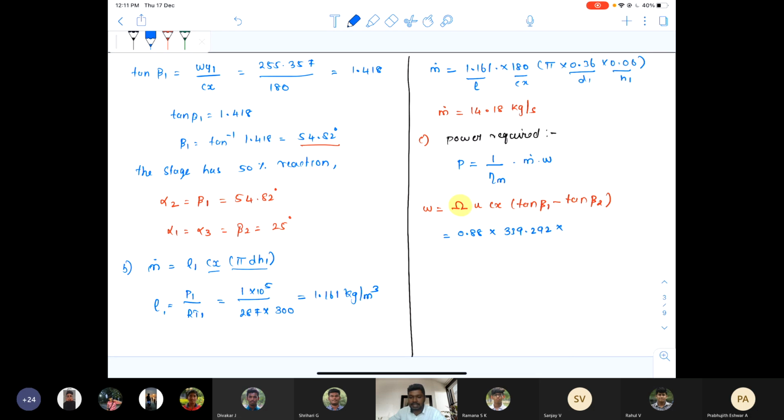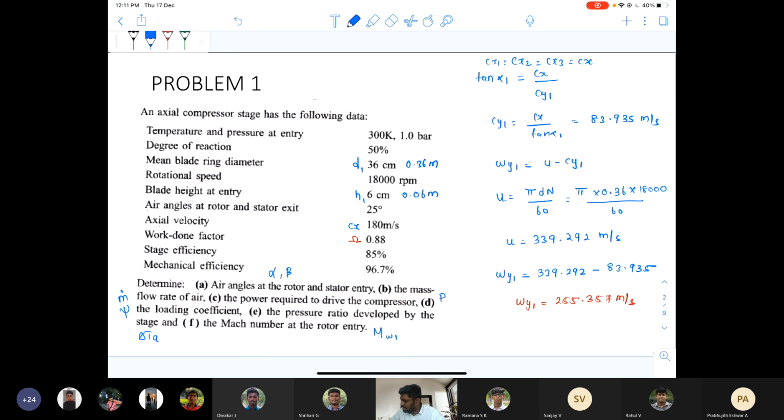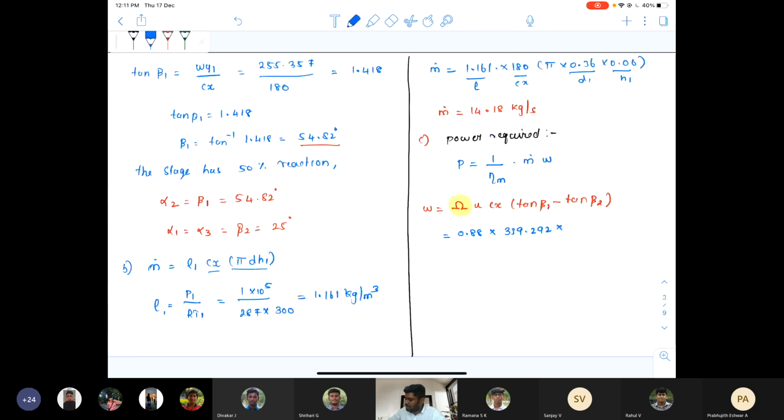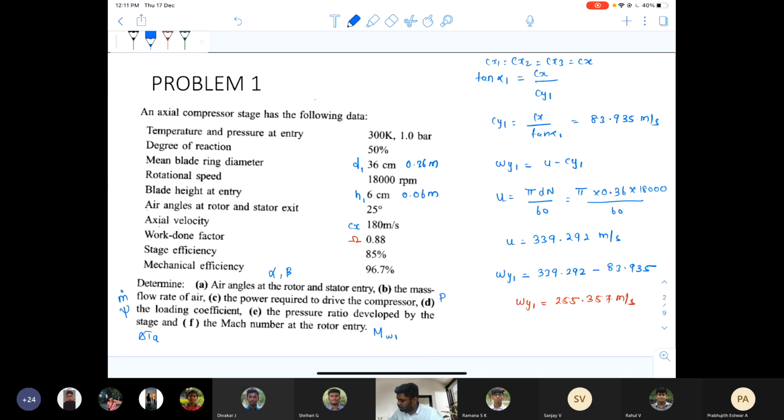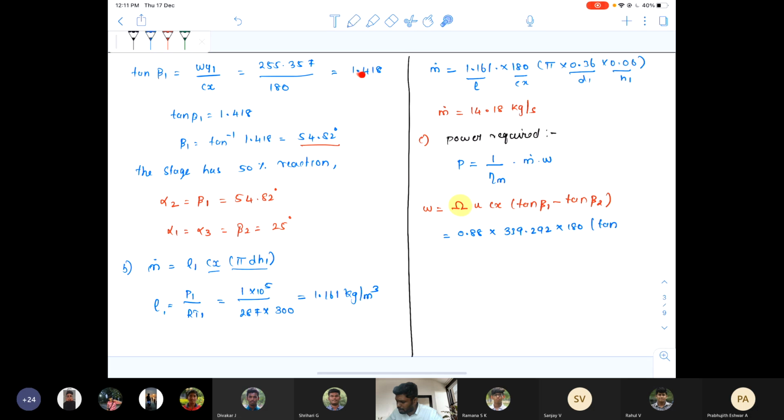339.292 into Cx, which is equal to 180. That is, the value of Cx is 180, into tan beta 1 minus tan beta 2. We have found the value of tan beta 1 is equal to 1.418, and for tan beta 2, we have the value of beta 2 is equal to 25 degree.